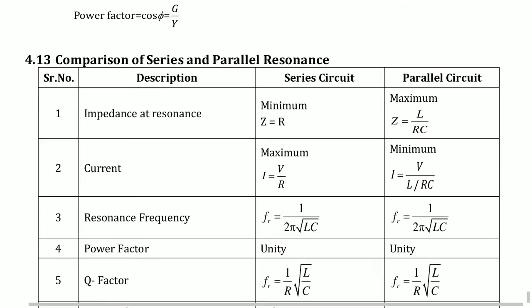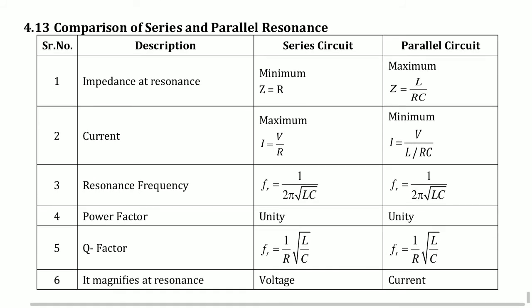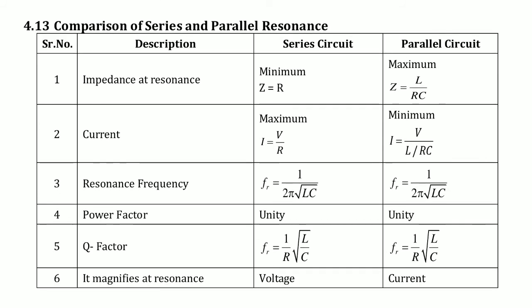Here impedance is minimum in the series circuit, that is Z equal to R. In the parallel circuit the impedance is maximum, Z equal to L by RC. Current in the series circuit is maximum, I equal to V by R. In the parallel circuit I is equal to V by L by RC. The current is minimum at resonance condition in the parallel circuit.